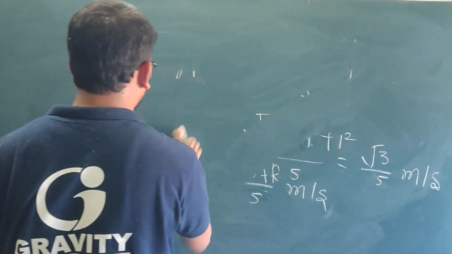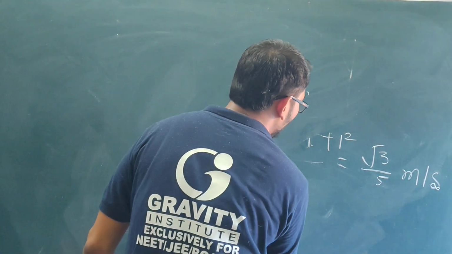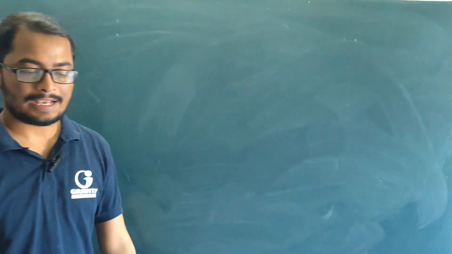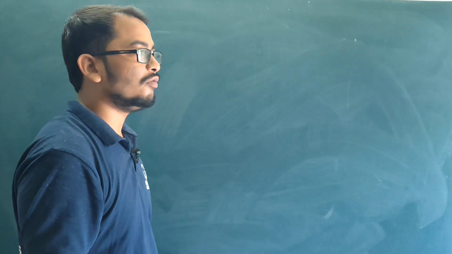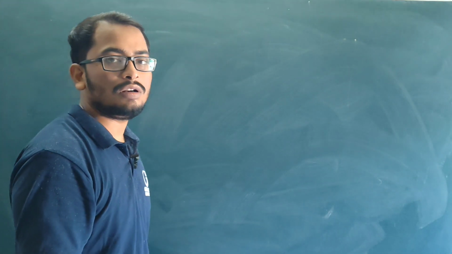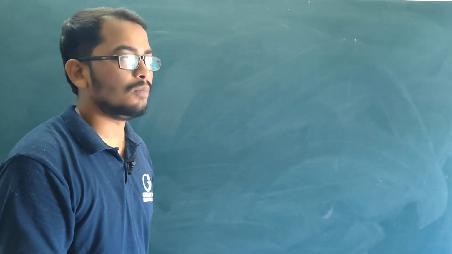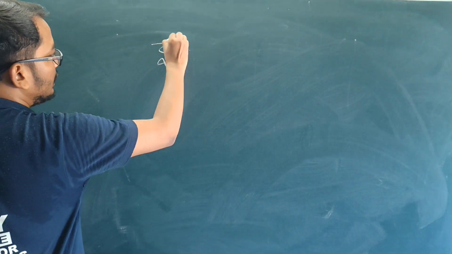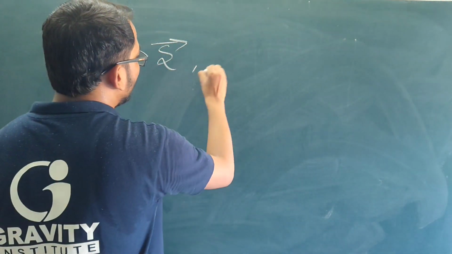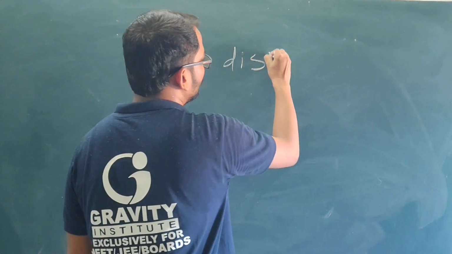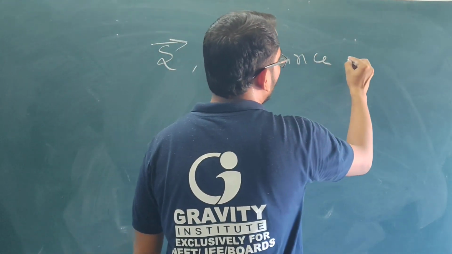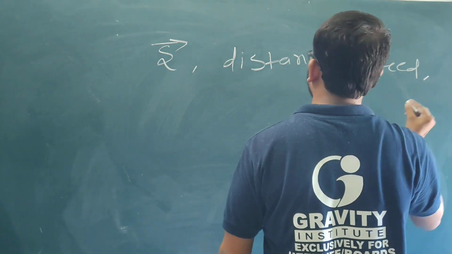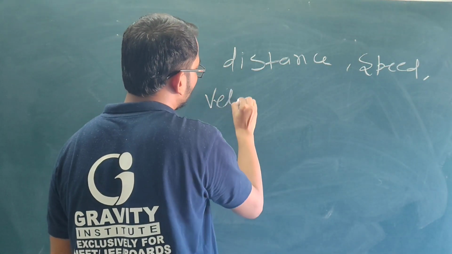So now we are going to revise what we have studied. We are studying kinematics. In kinematics, we study only motion without going into the detail of the cause of motion. So what have we studied? We studied displacement first, then distance, then speed and velocity.